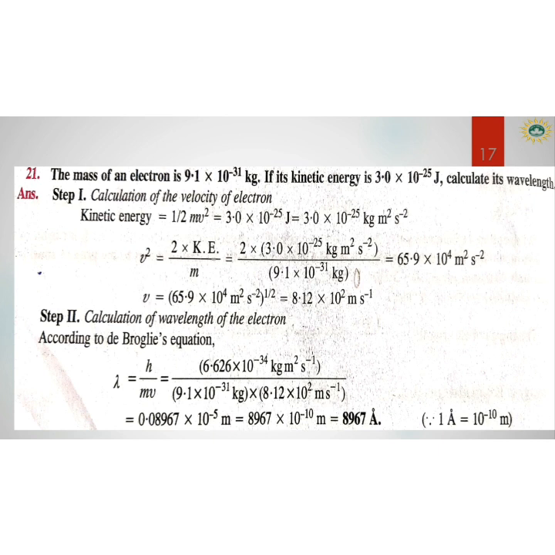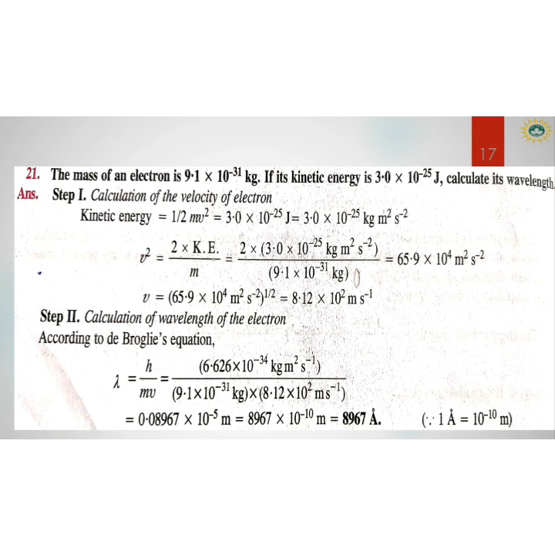According to de Broglie's equation, we know that lambda is equal to h by mv. So we know the values of h, m and v. The value of h is 6.626 into 10 to the power minus 34 joule second, the mass is 9.1 into 10 to the power minus 31 kg, and the value of velocity is 8.1 into 10 to the power 2 meter per second.